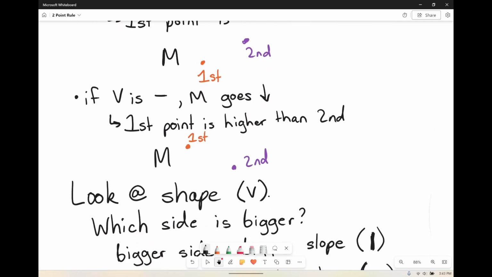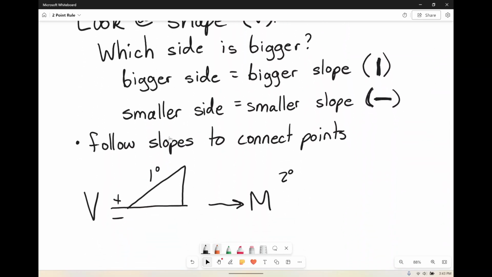Is shear positive or negative? Shear is positive. So that means moment's going up. So point one, this is our first point. And point two has to be higher than point one. So point two is up here. This is our second. Now, look at the shape. You're seeing the triangle. Which side is bigger or which side is smaller? Really look at the size.